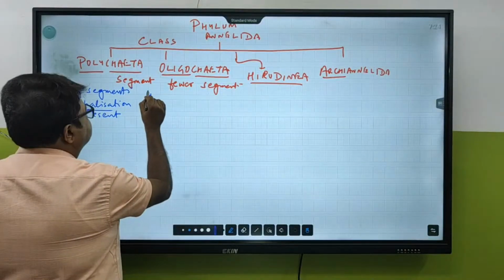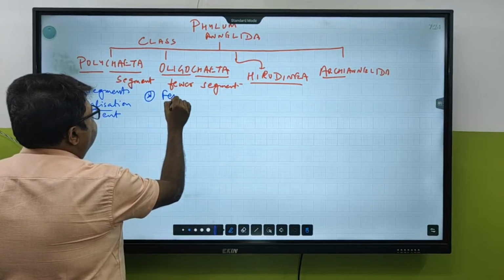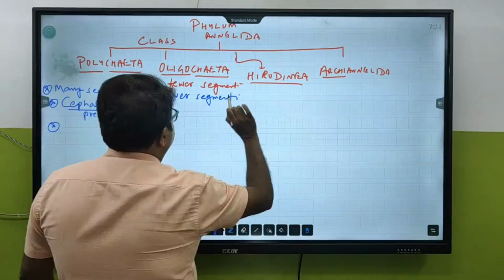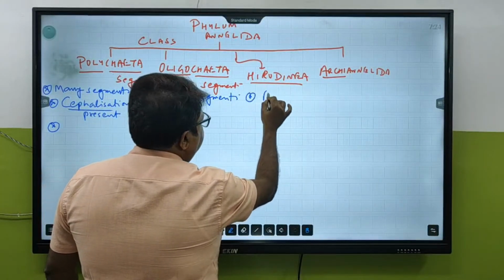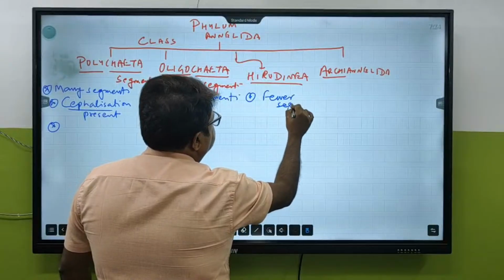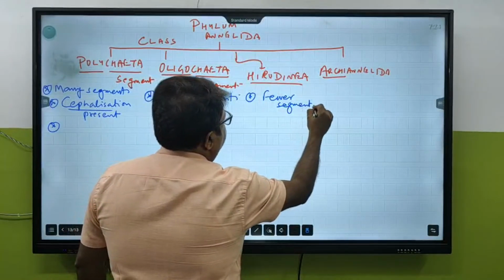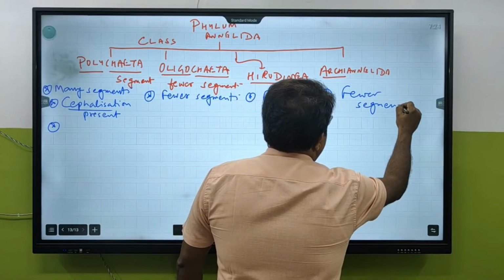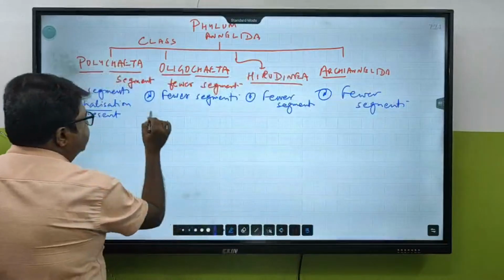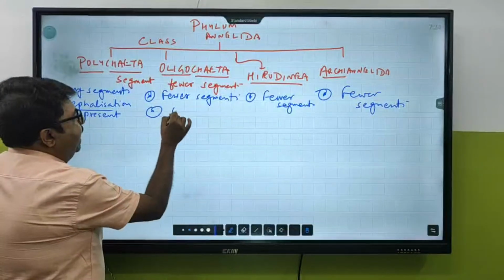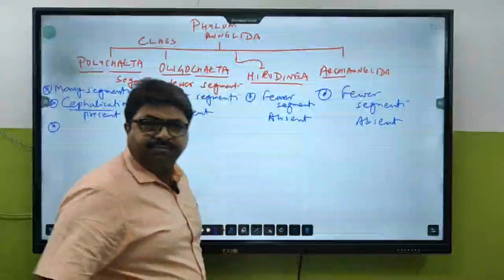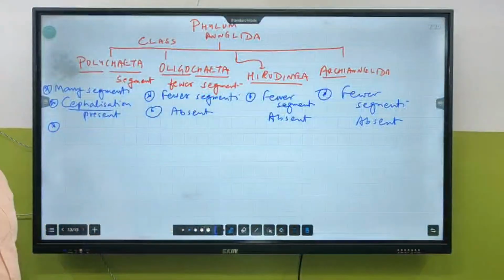Okay, what about Oligochaeta? Fewer segments. Hirudinea, they have also got fewer segments. What about cephalization? Absent, no head formation. Clear?